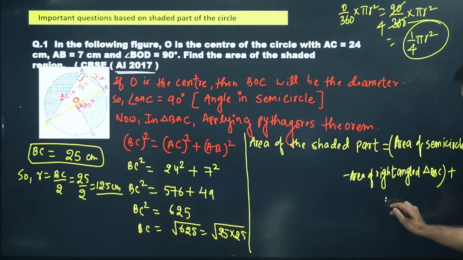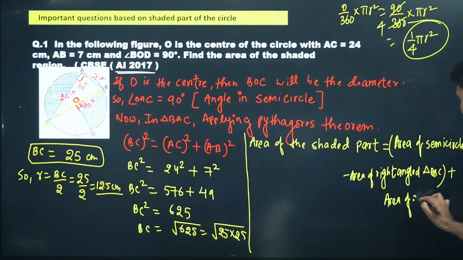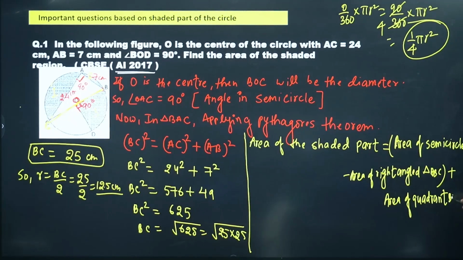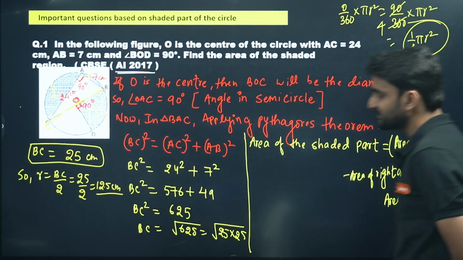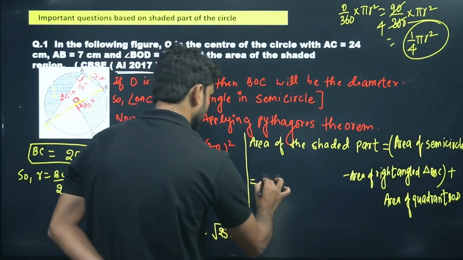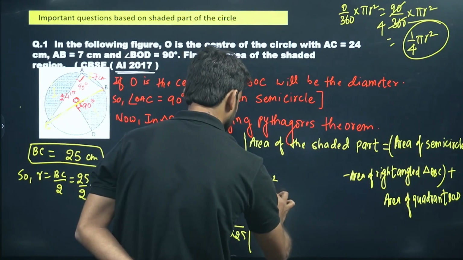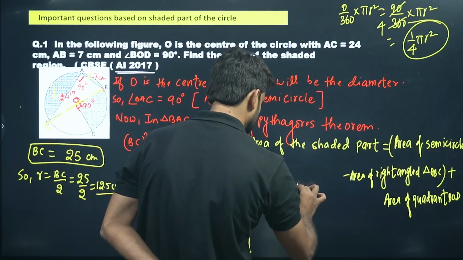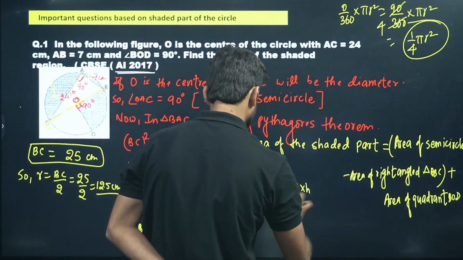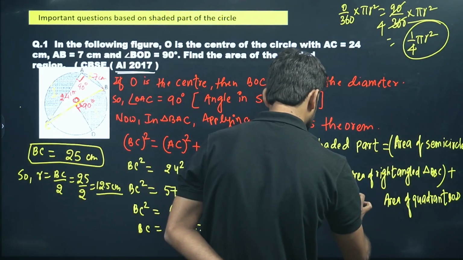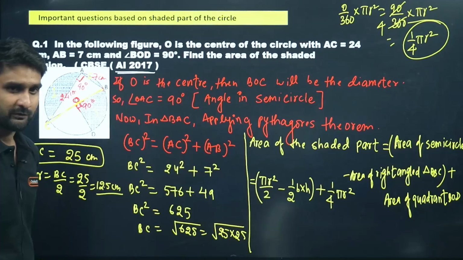Plus the area of the quadrant, which we can name BOD, area of quadrant BOD. Now apply this formula and you will get the answer. So the area of the semicircle is pi r square divided by 2, minus the area of the right angle triangle, which is half base into height, plus the area of the quadrant, which is 1/4 of pi r square.